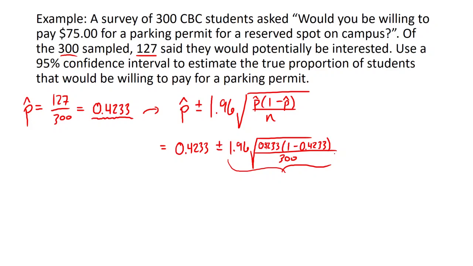Don't do plus or minus. Order of operations, plus or minus is the very last thing you should do, right? Addition and subtraction are on the bottom of order of operations. That's the last thing we're going to do. First, we need to figure out all this junk. Do the right side first. Okay. So you go 0.4233 times 1 minus that, divided by 300, take the square root of that, multiply that by 1.96. So give that a try.